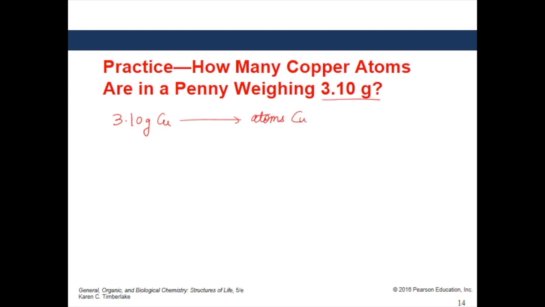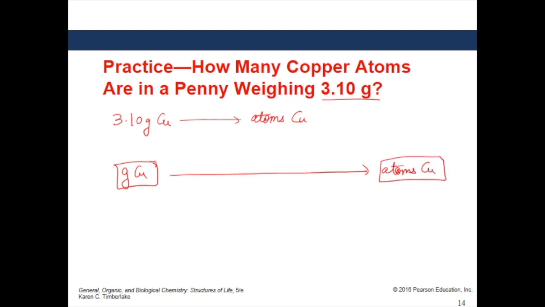Do we have a direct relationship? So basically we have to go from grams of copper, let's make our solution map, to the number of atoms of copper. Do we have a direct conversion factor that relates grams to number of atoms? No. We have a conversion factor in the middle, which will help us go from grams of copper to moles of copper, and then from moles of copper we can go to atoms of copper. So that would be your scheme in this case. So how can we go from grams to moles?